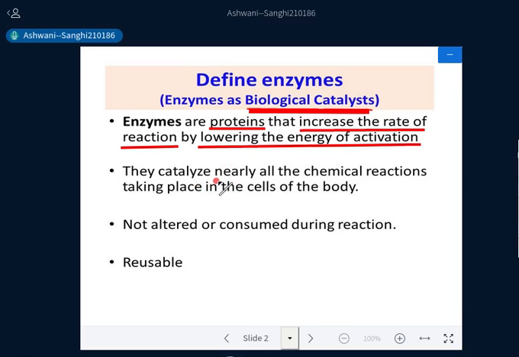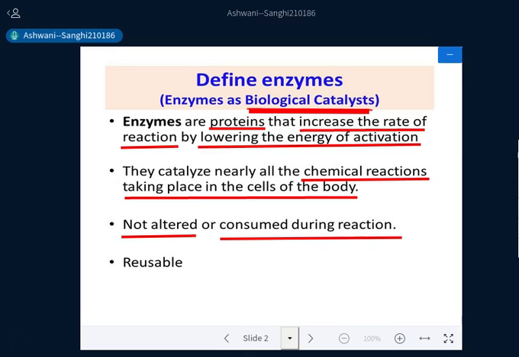Enzymes catalyze nearly all chemical reactions, or all biochemical reactions, taking place in the cells of the body. These enzymes are not altered or consumed during the reaction. They are reusable also. We can reuse the enzymes.